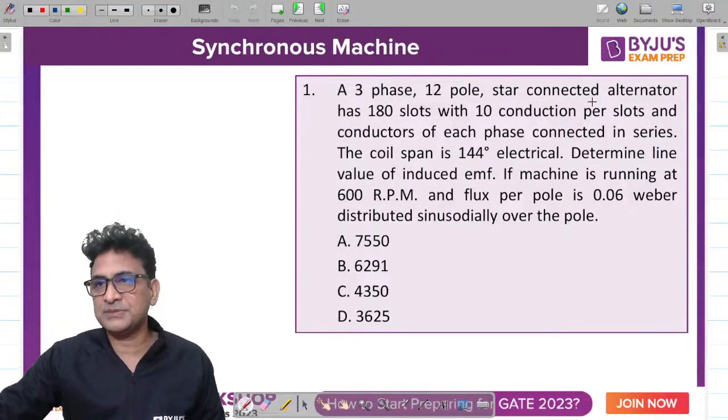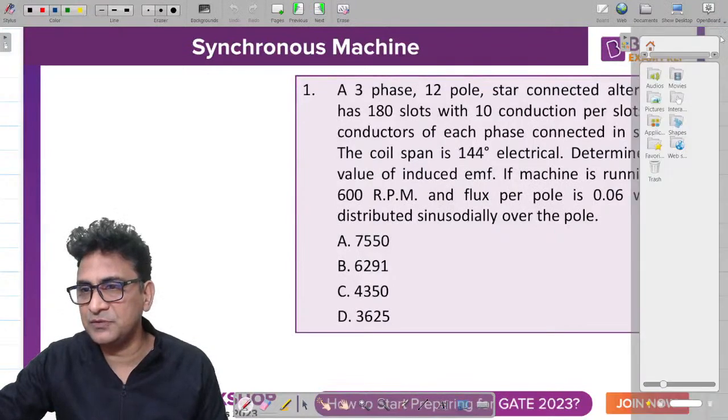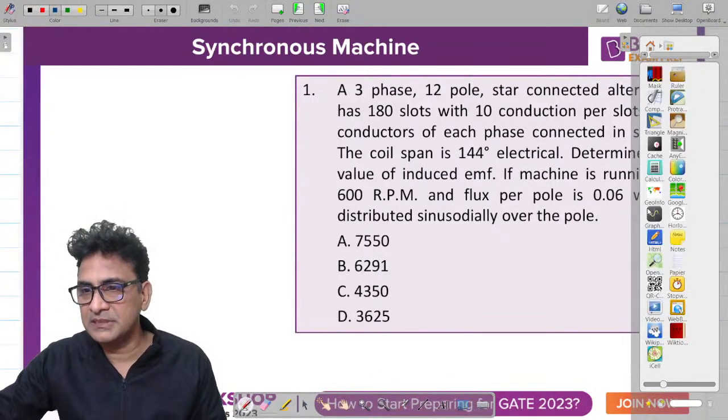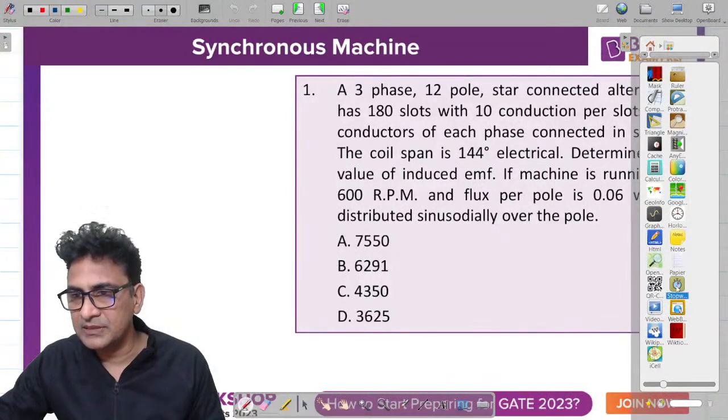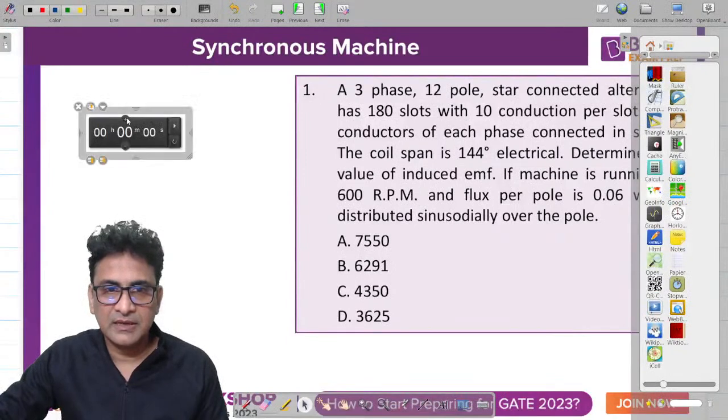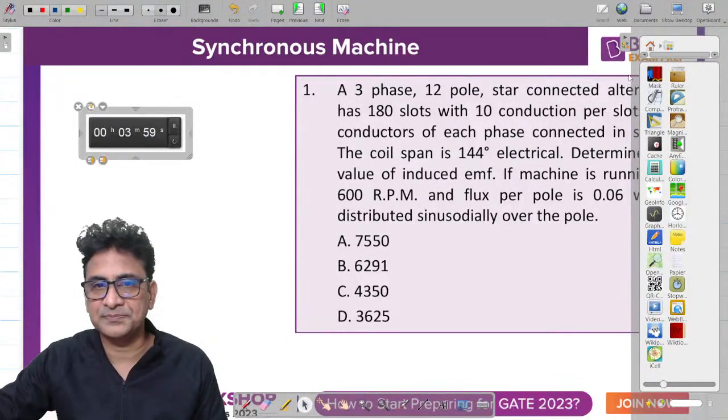So the 4 options are given. I will give you the 4-minute time to solve this problem. So I am taking the stopwatch and your time starts now.